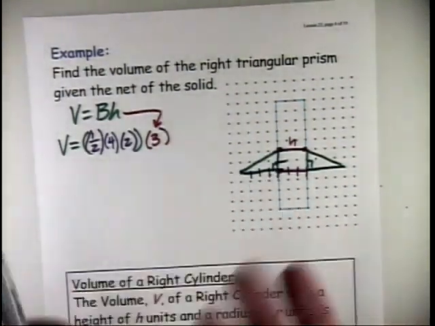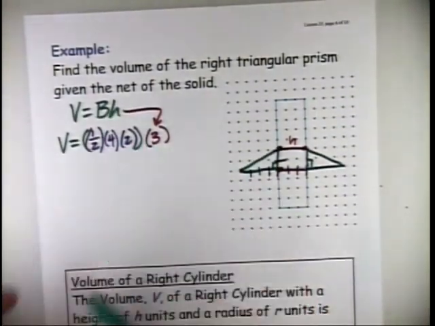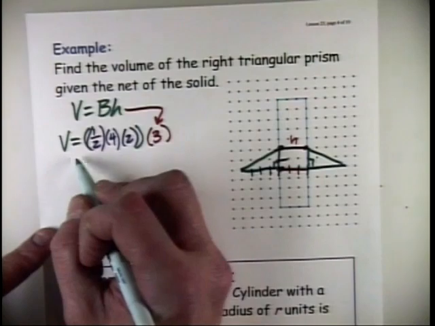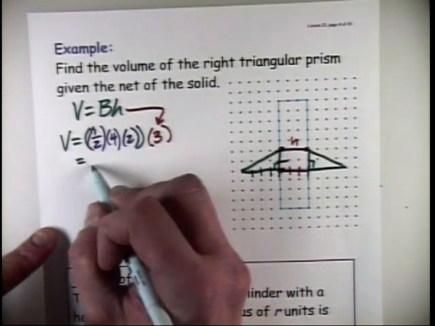Now that I have carefully identified all the quantities, plugged it into my equation, now it's really the easy part. We just have to evaluate it. And if we evaluate this, we get 12.